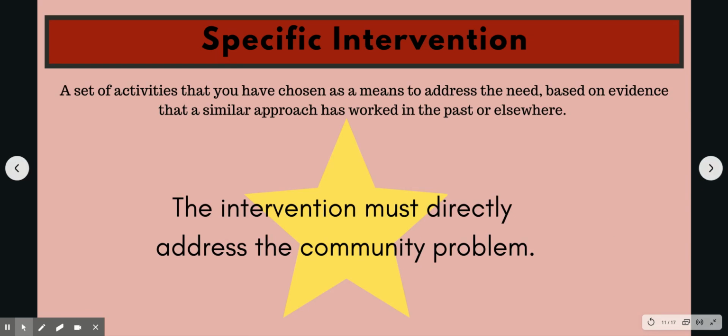So, one key note here is that the intervention must directly address the community problem. This is something that you will need to show, how the intervention is going to address the community problem. That is the purpose of the theory of change, to show the underlying reasons for why the intervention will make some sort of change in the community problem.